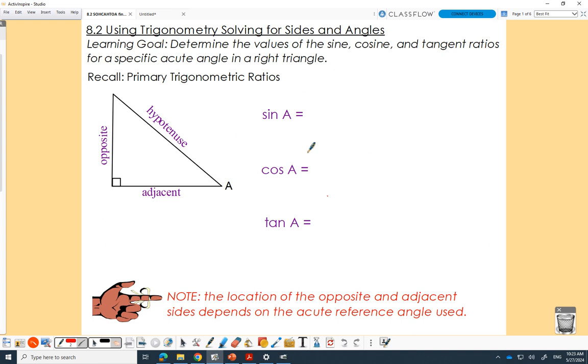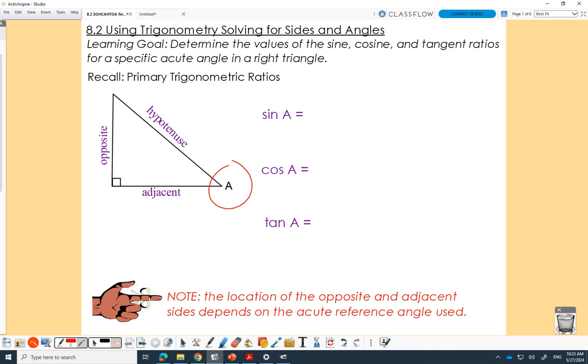recall the primary trigonometric ratios. I encourage you to circle the angle you're using because that can actually confuse you. I'm going to use A. And if I use A, that means the side over here is opposite and this one's adjacent. Those will change roles if I had chosen a different angle. Hypotenuse is always the hypotenuse.